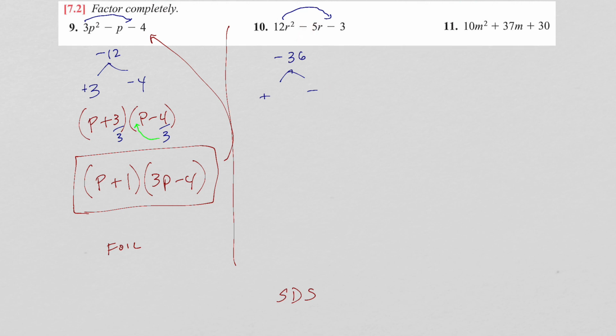So that's what I'm after. Negative 9 and positive 4. Those multiply to negative 36, and they add up to negative 5. So I've got r plus 4 and r minus 9.